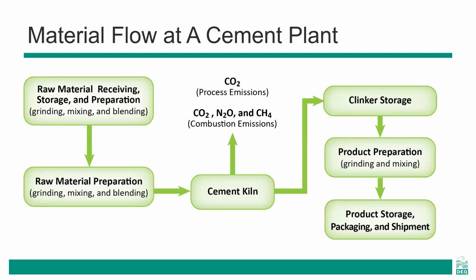This slide shows the material flow at a typical cement plant. In the first step, raw materials are received and stored. The second step is thermal processing, where all of the process emissions and most of the combustion emissions are produced. Third and final steps include final production preparation, packaging, and storage.